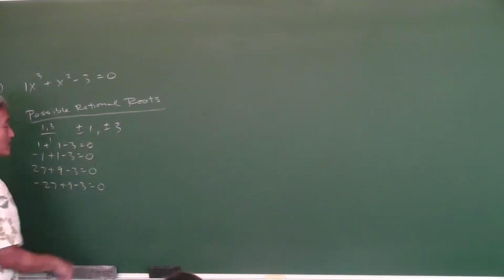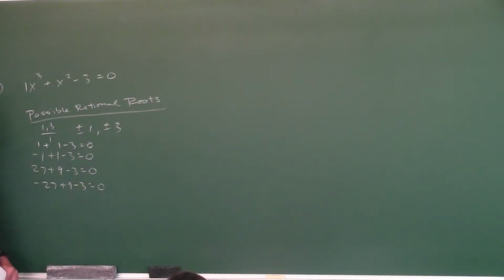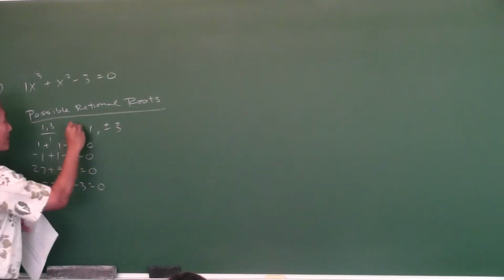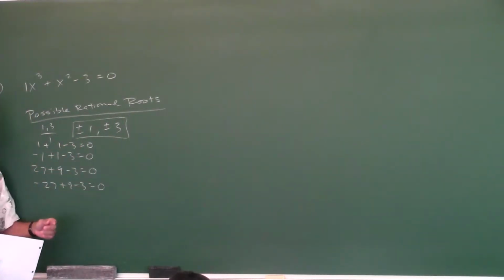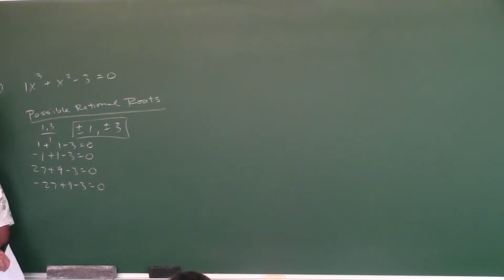So here are your possible rational roots. In other words, if this equation has any rational root, it has to come from this list. But none of them work. So therefore, what can you conclude? This is why you got to be able to think logically. This equation has no rational roots.